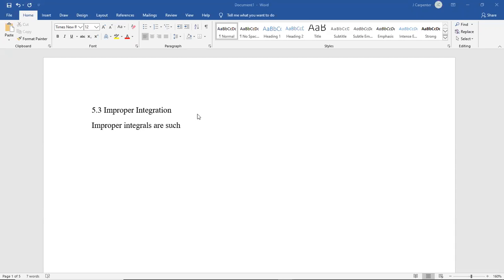Okay. So improper integrals are such that either one of the endpoints is an infinity, or the function value at one of the endpoints is infinity. And when I say infinity, I mean plus or minus.